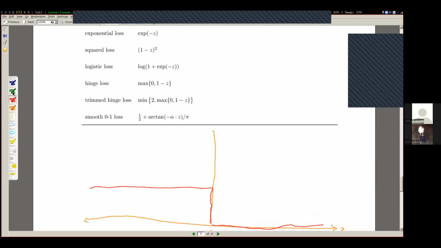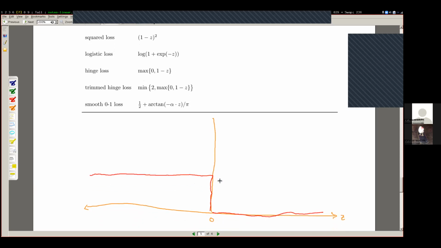And the first one I want us to take a look at is the very first one on this list, the exponential loss. So e to the negative z. At 0, e to the negative z is going to be 1. So it's going to intersect right here. And then it's going to grow really, really rapidly to the left, exponentially rapidly to the left.